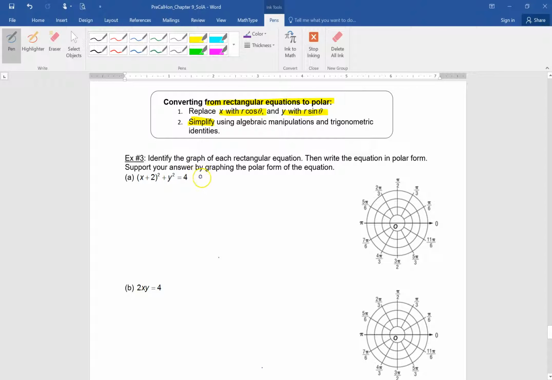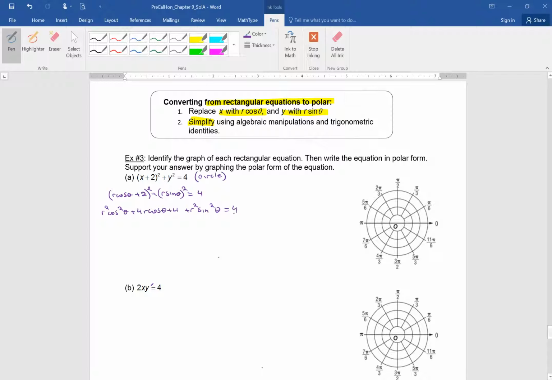Okay, so let's see then. We're going to substitute r cosine theta for x and r sine theta for y. So let's just go ahead and do that. Here we have r cosine theta plus 2, squared, plus r sine theta squared equals 4. We distribute, we simplify. I have here r squared cosine squared theta plus 4r cosine theta plus 4 plus r squared sine squared theta equals 4. Everybody with me? I'm just squaring.